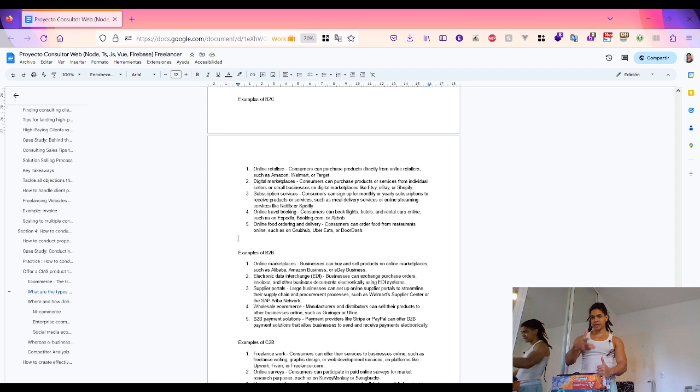And when it comes to consumer to business, so you have here freelance work, where consumers offer their services like freelance writing, graphic design, or web development on platforms like Upwork, Fiverr, and Freelancer. Online surveys such as SurveyMonkey, where consumers can participate in paid online surveys for market research purposes.